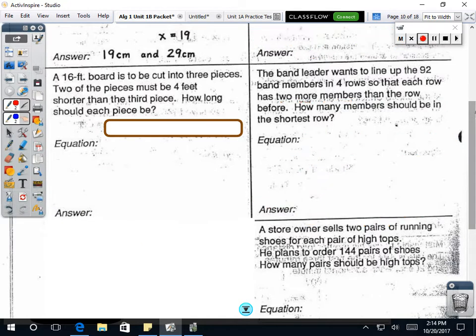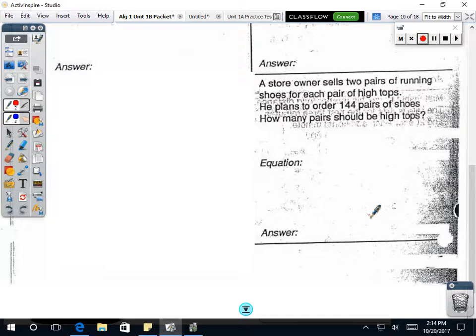All right. A store owner sells 2 pair of running shoes for each pair of high tops. Somebody repeat that statement in a different way. What does that mean? Okay, Jamarion.